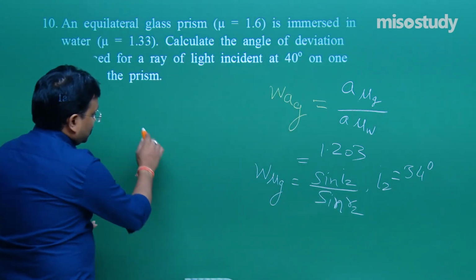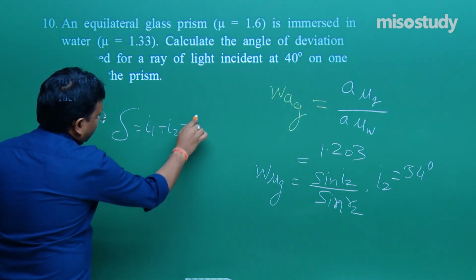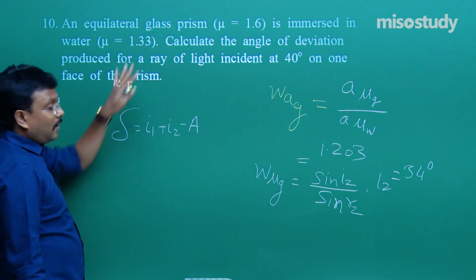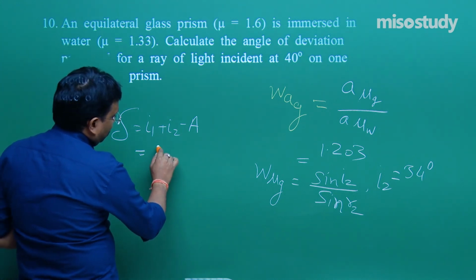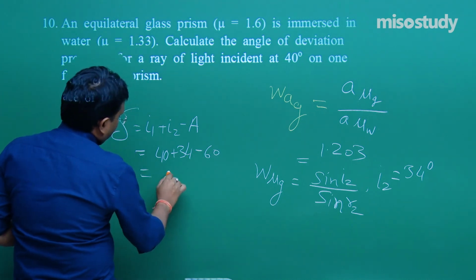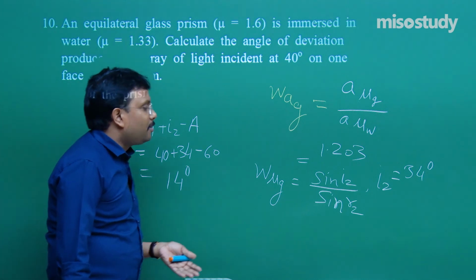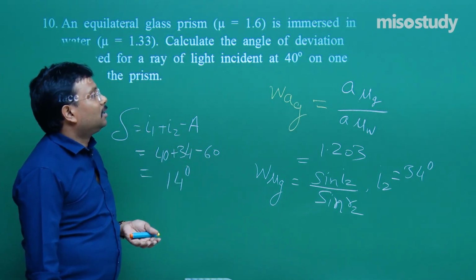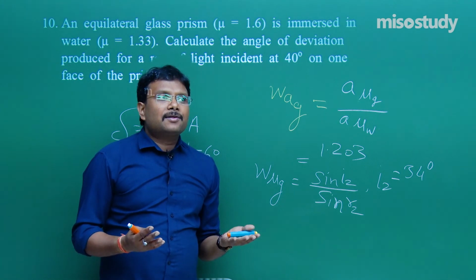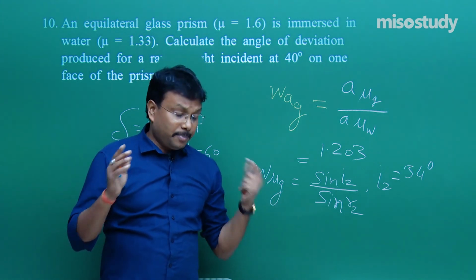And then deviation delta is equal to i1 plus i2 minus A. And what is the value of A? Prism angle is 60 degrees, equilateral. So you will put the values like 40 plus 34 minus 60. So it is going to be 14 degrees. This question is not a difficult question, a very basic and simple question based upon the concept of refractive index and dispersion, deviation of light using a prism.